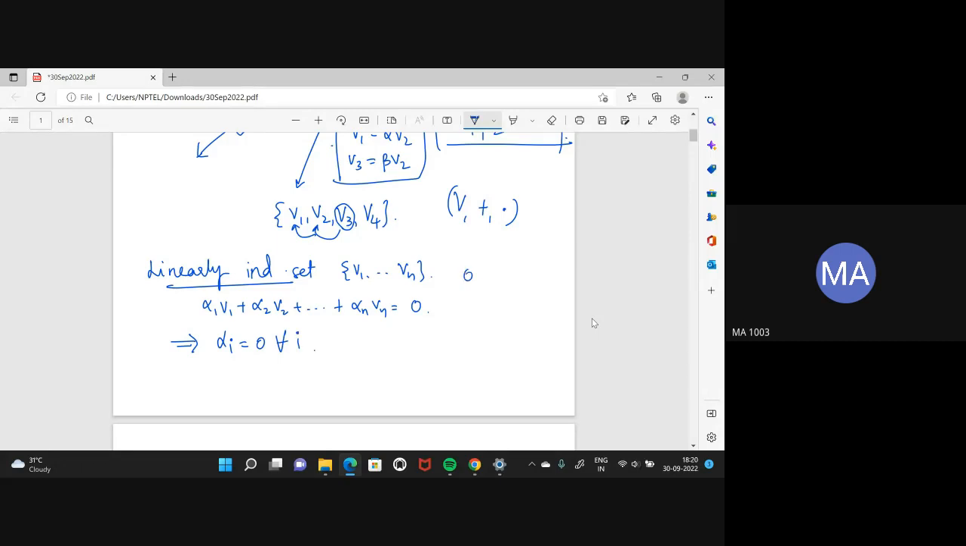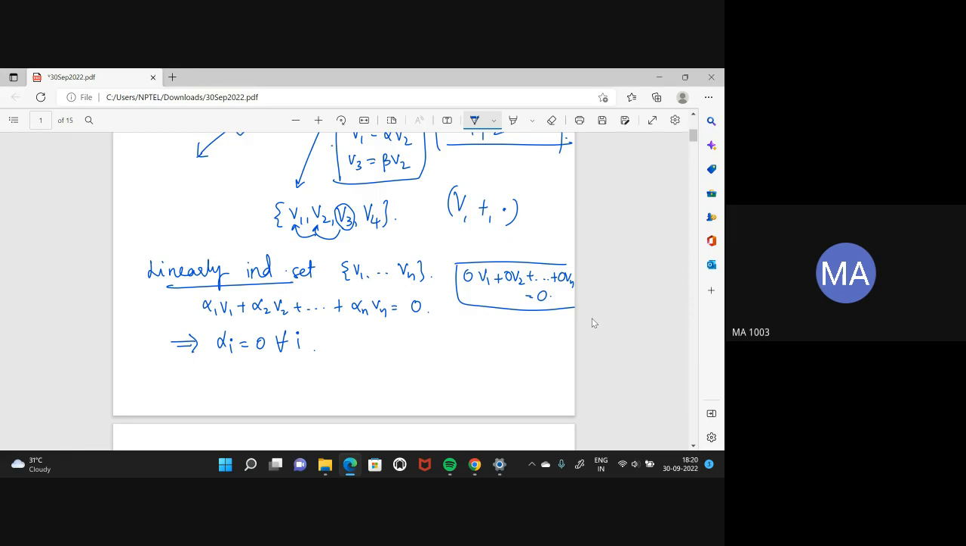We already know this, right? 0 v1 plus 0 v2 plus etc. plus 0 vn is equal to 0. If this is the only way of writing it, then the set is linearly independent. If it is not linearly independent, it is linearly dependent.